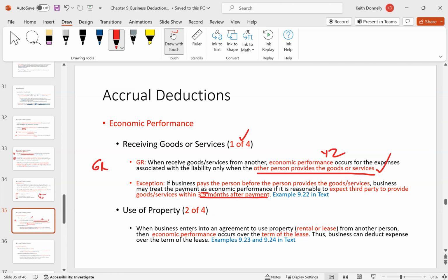The next one here is use of property. This is the second situation. When a business enters into an agreement to use property from another person, a rental expense or lease expense, then economic performance occurs over the term of the lease.